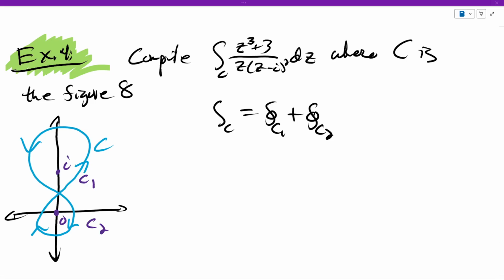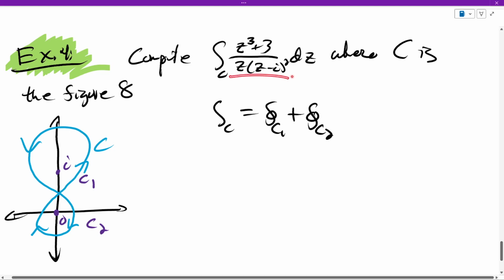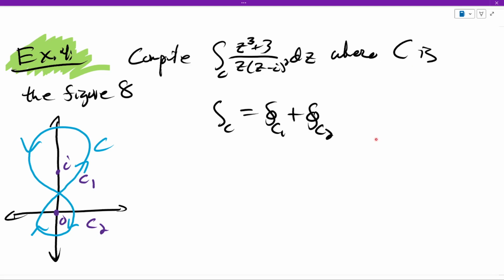Okay, so in example 4, we're going to analyze a little more detailed problem using the Cauchy integral formulas. So we have this function (z cubed plus 3) over z times (z minus i) squared, and we want c, the contour that we're integrating over, is not a simple closed contour anymore. It's the figure 8. So c is this guy.